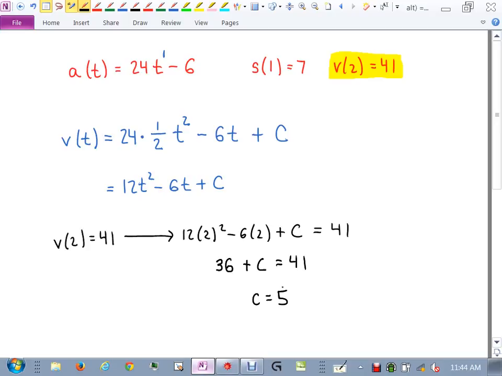So now what I've done is instead of telling you, hey, the antiderivative of this, the velocity function, comes from a family of functions, I know exactly what function it is. Exactly. It has to be this one. So C has to be 5 for this to work.